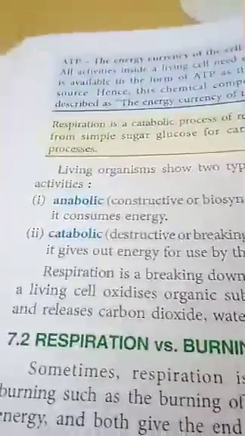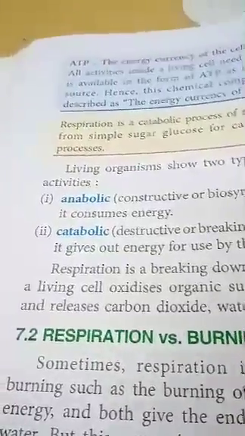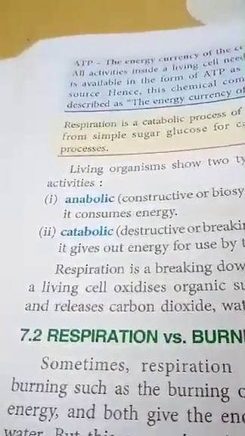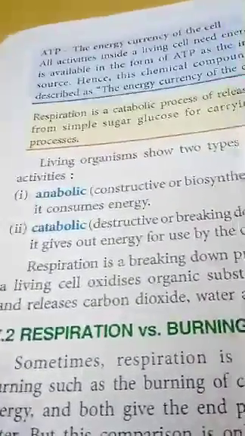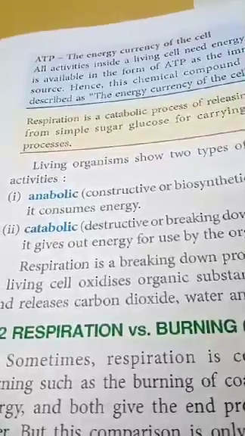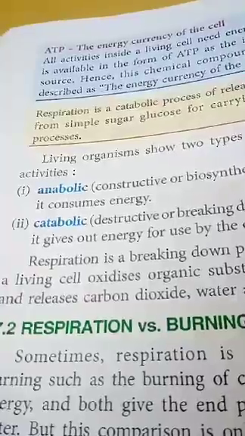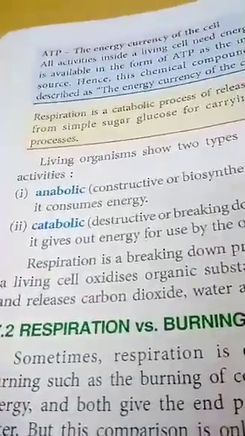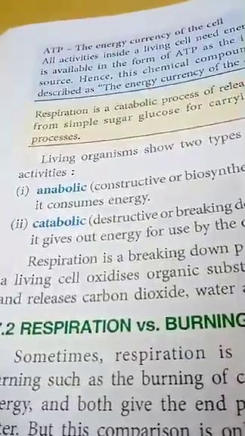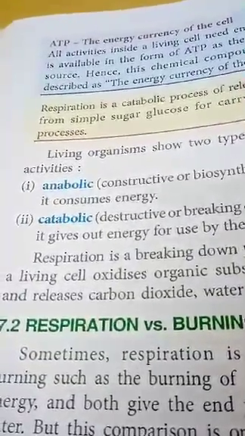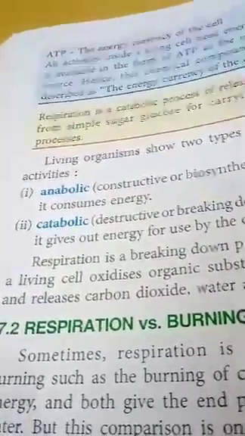You can see in the next page of your book, living organisms show 2 types of metabolic activities: one is anabolic and one is catabolic. Anabolic means all the constructive processes in our body, like growth and photosynthesis, because carbon dioxide and water combine to form glucose. Catabolic is the destructive or breakdown process. Respiration is a catabolic process, because here the breakdown of glucose takes place.